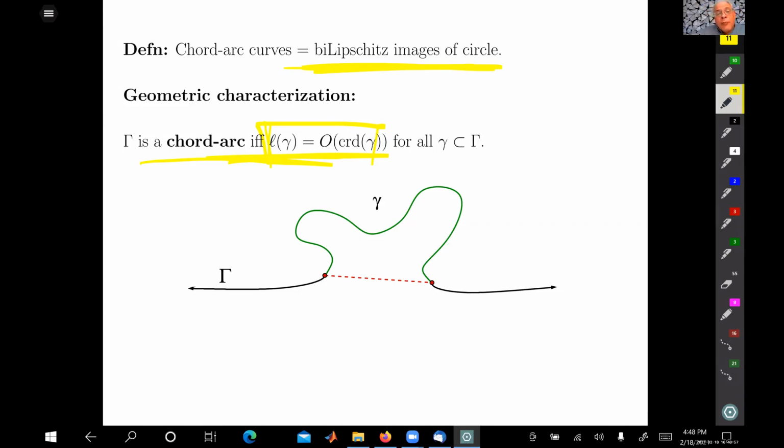So quasi-conformal images of the circle have a nice geometric characterization, and biLipschitz images have a nice characterization. And the question is, do Weil-Petersson curves have a nice characterization? And we should actually get around to defining what they are. So here it is.